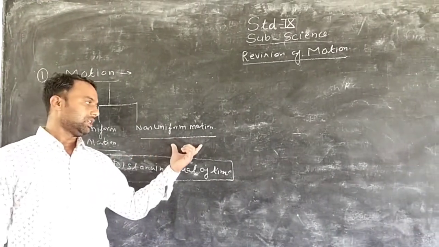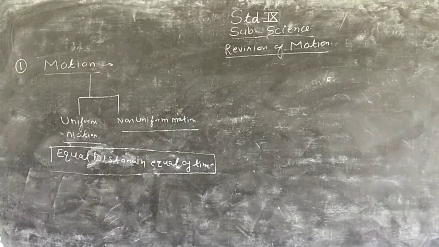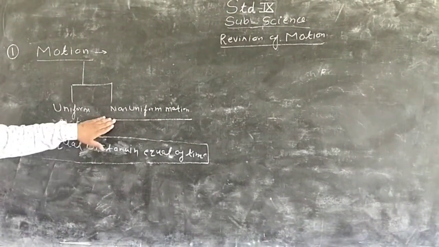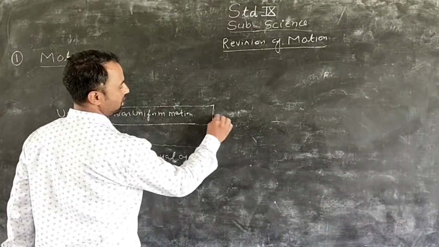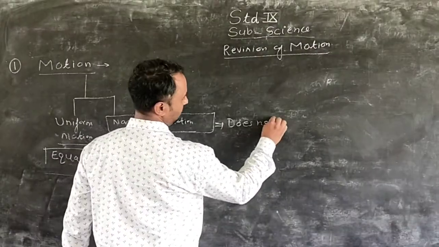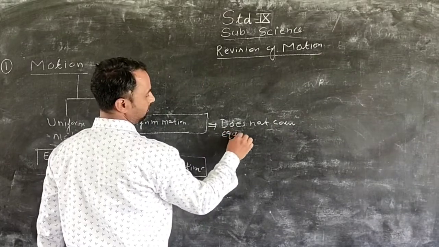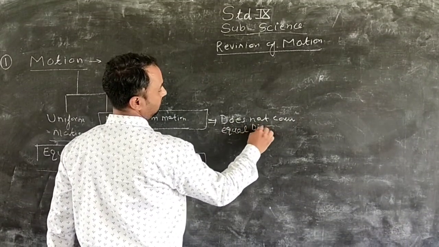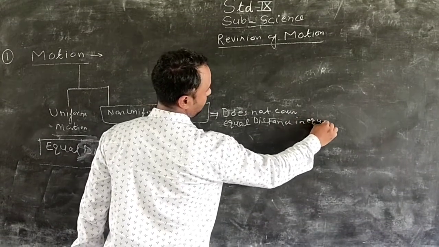Now we discuss non-uniform motion. If any particle does not cover equal distance in equal intervals of time, that is non-uniform motion.